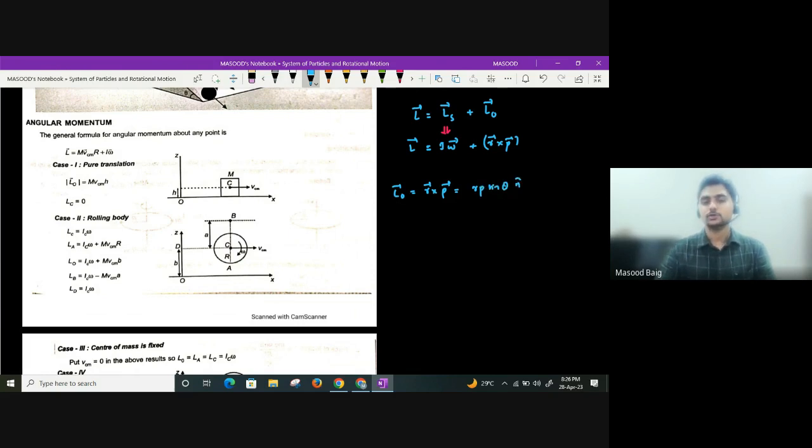N cap is a unit vector perpendicular to both r bar and p bar, or it is a unit vector which gives the direction of orbital angular momentum. So I can write it as r into p sine theta n cap, or I can write it as r sine theta into p n cap, guys. Usually when we resolve a vector, we write it as p cos theta, p sine theta. So p cos theta is the parallel component, guys. p sin theta will be the perpendicular component.